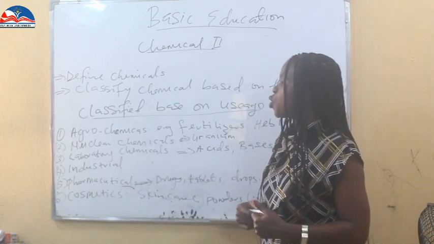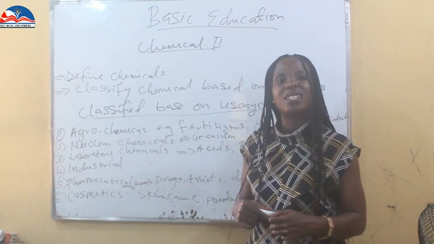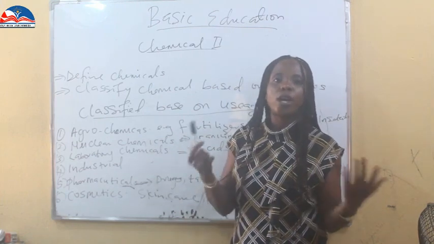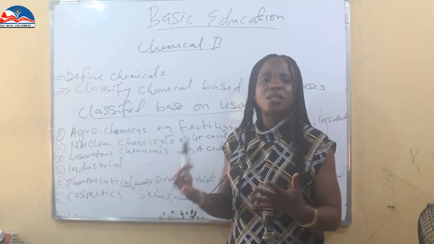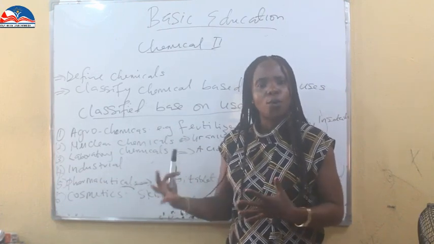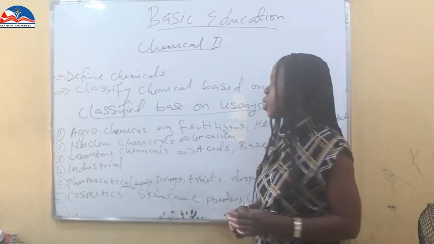Then we have industrial use. We have chemicals used in making our daily detergent, like you have your Omo, your Jig, your tablet soap, things that help us to clean our homes. These are the uses of chemicals in the industrial areas.